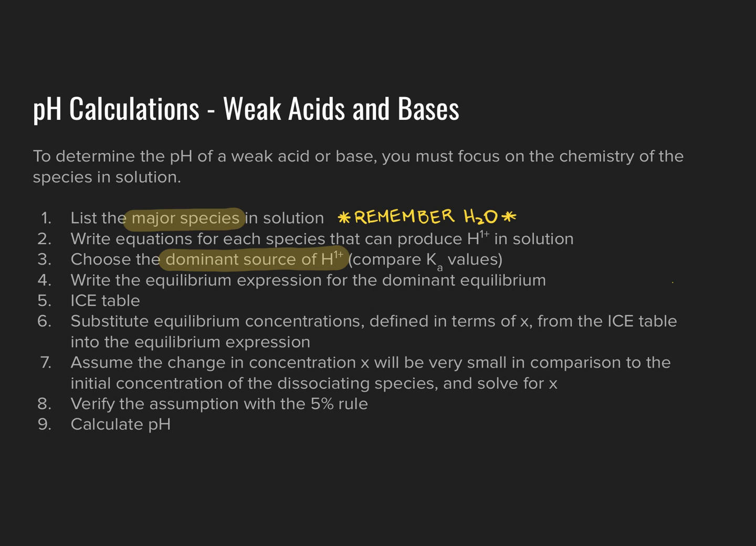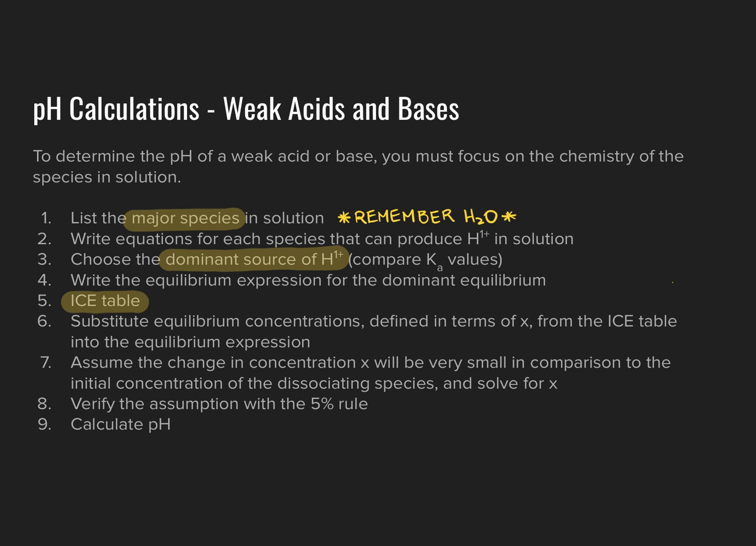So we're simply going to find the Ka values of each of the different species, and therefore we can determine which of them is the strongest acid and the species which is therefore most likely to be donating the majority of the hydrogen ions to our solution. Once we've identified that dominant source of hydrogen ion, the next step is to write the equilibrium expression for the dominant equilibrium. That is, we want to write the corresponding Ka expression that correlates to the dominant source of hydrogen ion within our solution. And then having written that equilibrium expression, we can go ahead and set up our ICE table using our familiar methods.